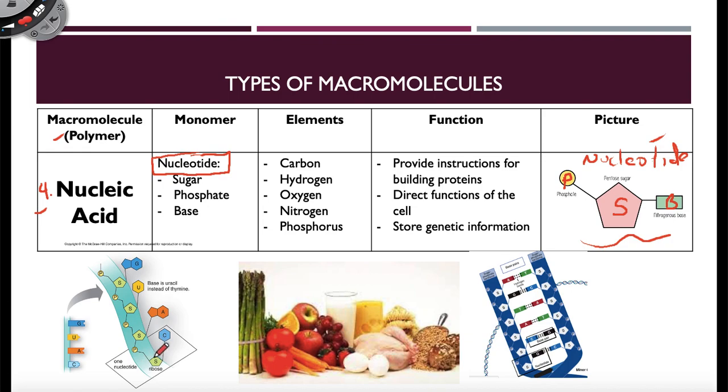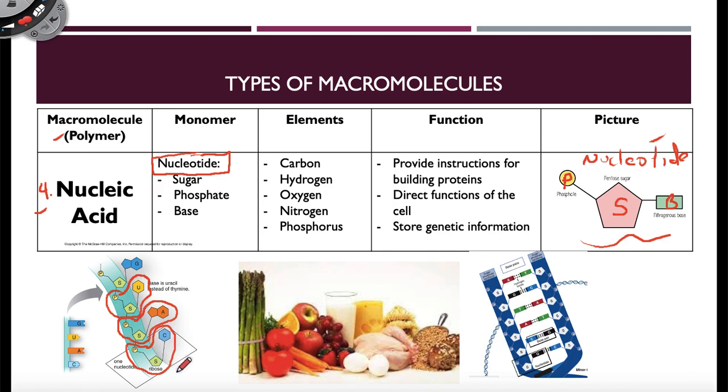So when we put many different nucleotides together, here's one nucleotide. And then if we put another nucleotide together, here's another one. And then if we put another nucleotide together, here's another one. And notice that the base can change, right? And when we study DNA and RNA later in the next unit, we're going to see that the base here can change, but the phosphate sugar backbone remains the same.